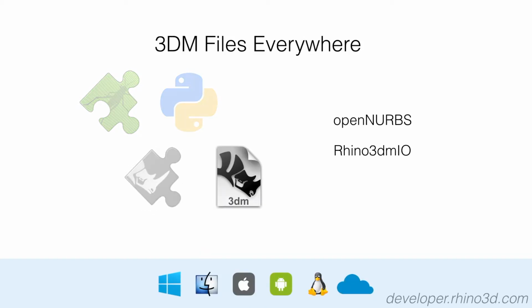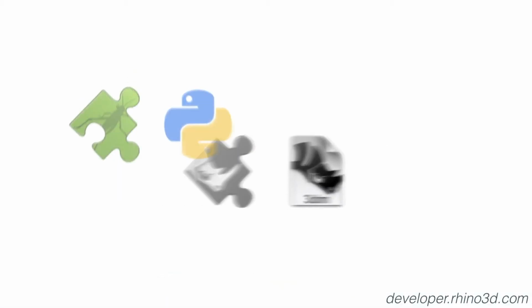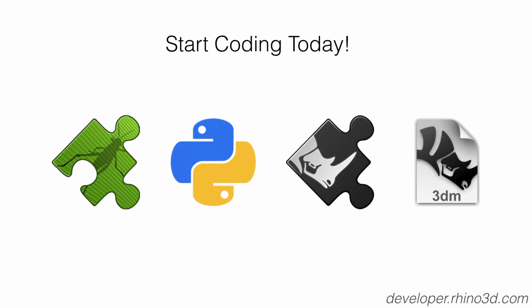If you write code for another product, even a competing one, we want you to read and write Rhino's 3DM files. OpenNURBS is an open-source C++ toolkit. It is the exact same code Rhino uses to read and write 3DM files. Rhino 3DM IO is a .NET wrapper around OpenNURBS. So pick your language and your platform and start coding today.